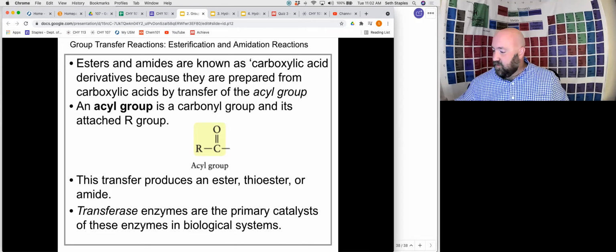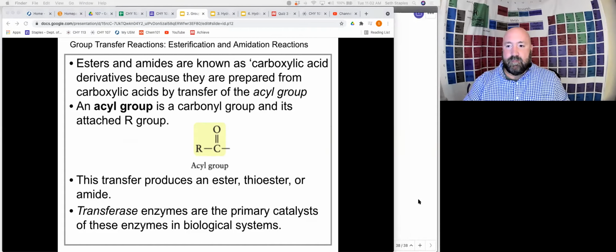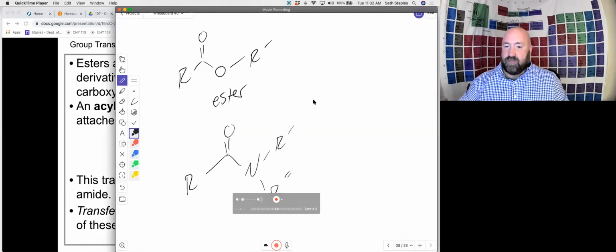And amides have our same carbonyl group, but then instead of coming down to an oxygen, they come down to a nitrogen with either different R groups or even hydrogens coming off of that.